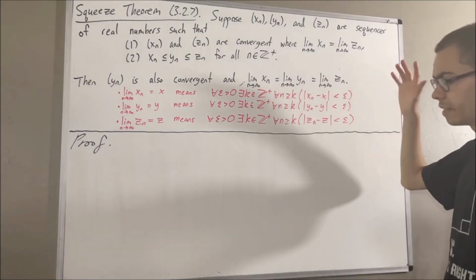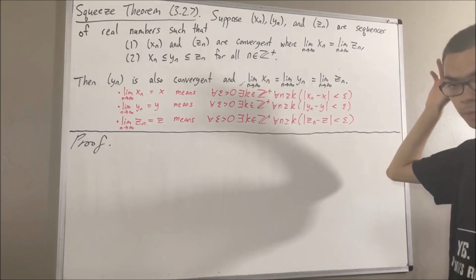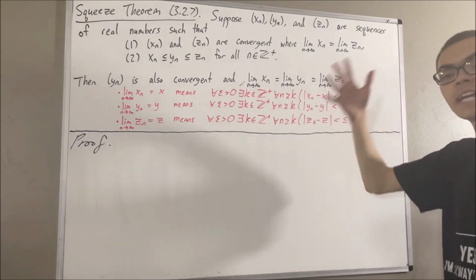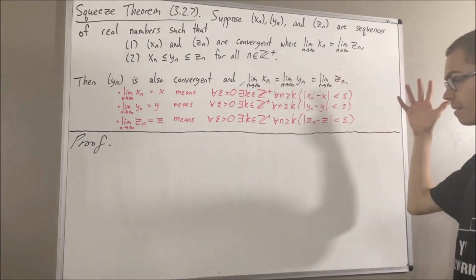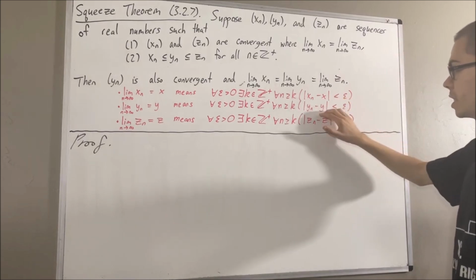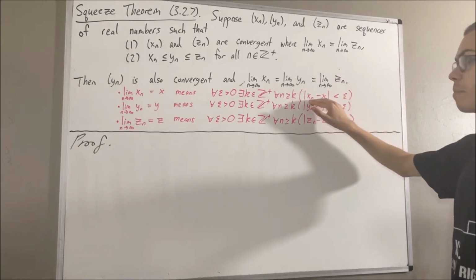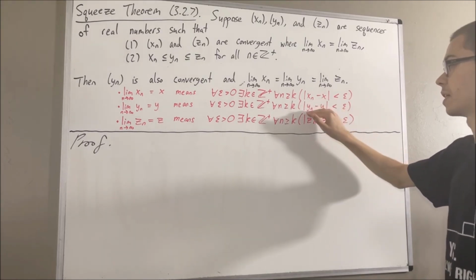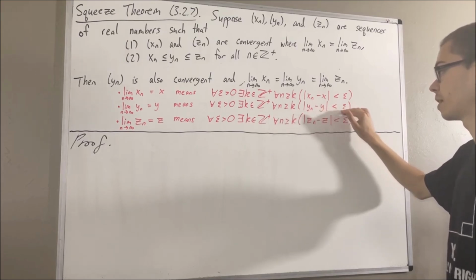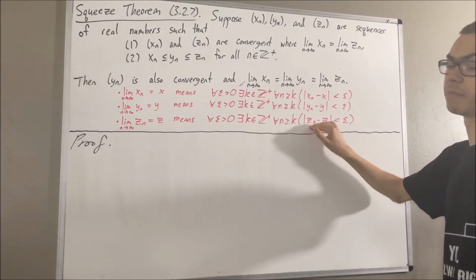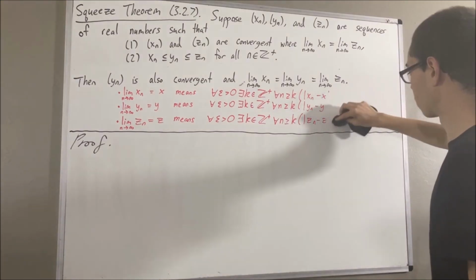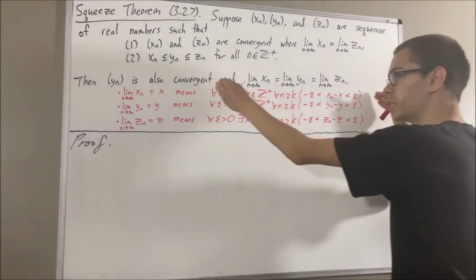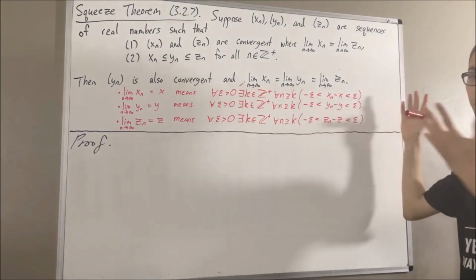Now, in general, given any two real numbers, a and c, to say that the absolute value of a is less than c is equivalent to saying that the negative of c is less than a, which is less than c. So we're going to rewrite each of these three things as the negative of epsilon is less than xn minus x is less than epsilon. The negative of epsilon is less than yn minus y is less than epsilon. And the negative of epsilon is less than zn minus z, which is less than epsilon. Right, so each of these three things mean the same thing as what we had before.